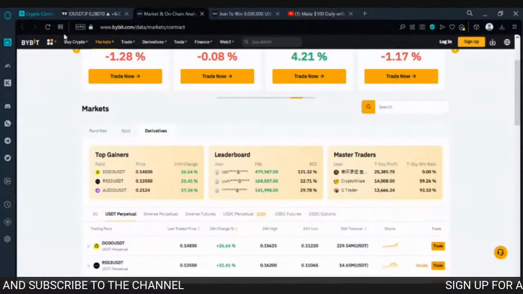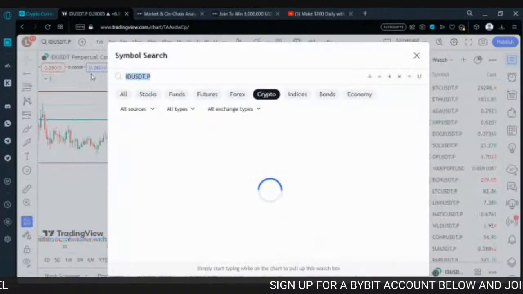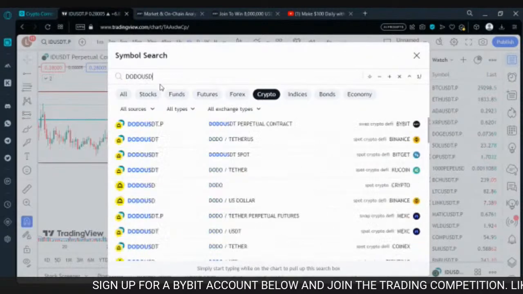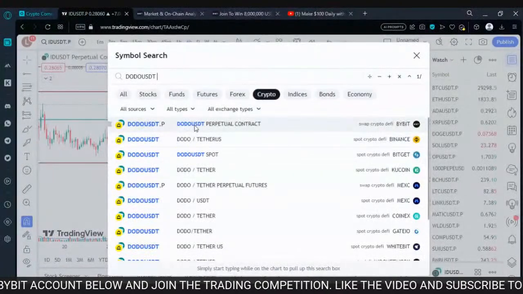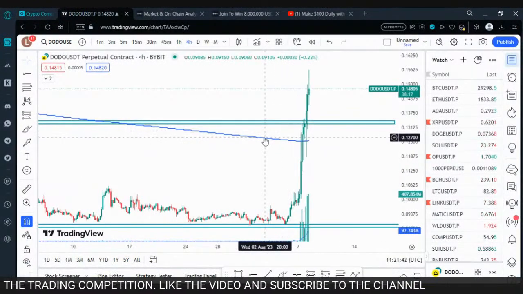So the next token you want to be looking at trading right now is Dodo. All right, let me do that. Dodo USDT. Let's see what we have here. For Dodo, yeah, look at that massive push.